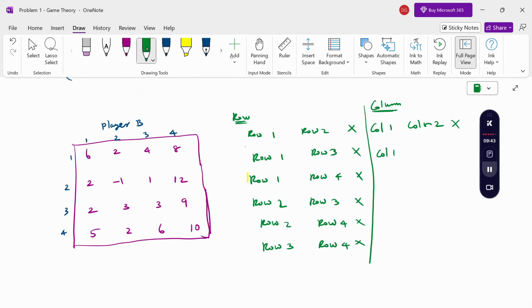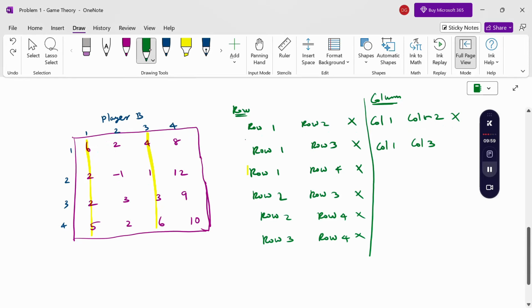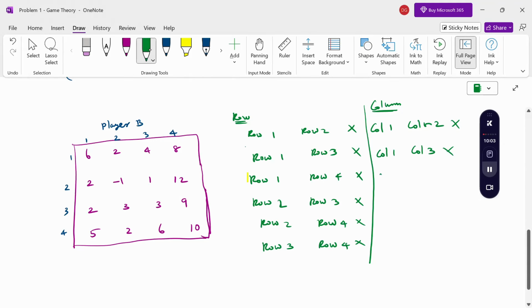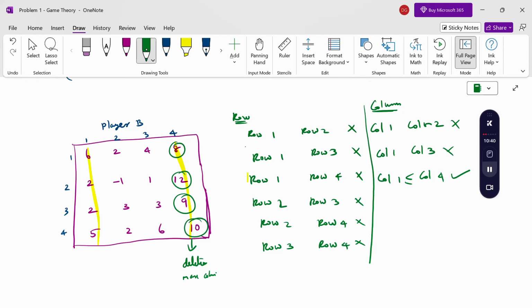Then column 1 and column 3. When I compare, 6 is maximum, 2 is maximum, but again 2 is minimum and 3 is maximum, so column 1 and column 3 also cannot be compared. Then column 1 and column 4 comparison. When I compare, 8 maximum, 12 maximum, 9 maximum, 10 maximum. Therefore column 1 is less than or equal to column 4, so delete the maximum column. Comparison is possible here, so delete the fourth column.